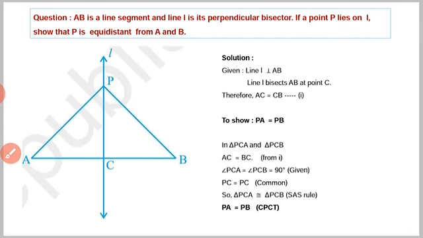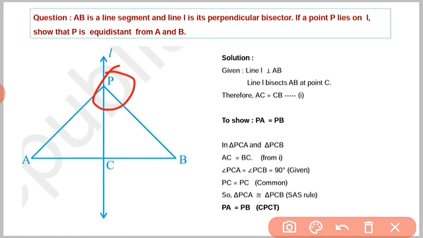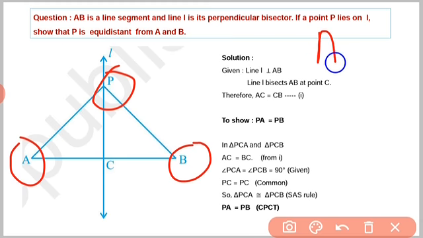So let's take one question. AB is a line segment and line L is its perpendicular bisector. If a point P lies on L, show that P is equidistant from A and B. Equidistant means P is at equal distance from A and B. That is, we need to show that AP is equal to BP.